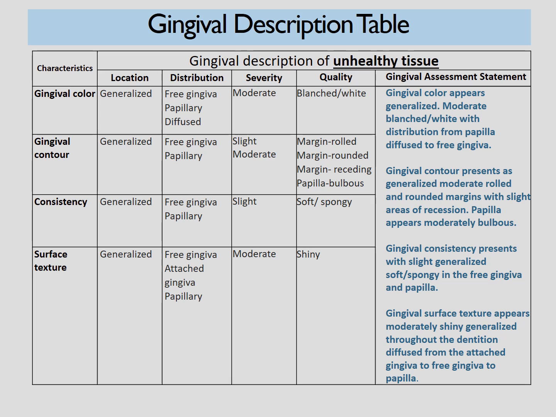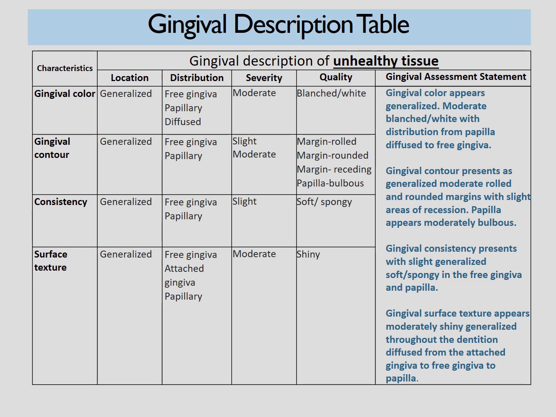On this slide, we're looking at the gingival descriptions of Brenda's mouth. The gingival color appears generalized, moderate blanched white, with distribution from the papilla diffused to the free gingiva. The gingival contour presents as generalized, moderate rolled and rounded margins with slight areas of recession. The papilla appear moderately bulbous.